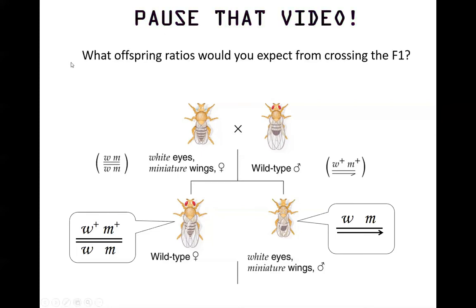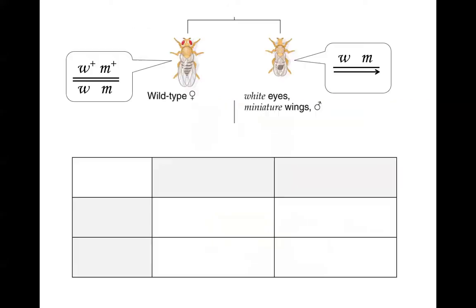So take this time, actually pause the video, please, and start to work out what offspring ratios you'd expect from crossing the F1. Don't try to do anything fancy just yet. Think about what offspring ratios you'd expect, not even really thinking about sex-linked, any of that. Okay, welcome back. Hopefully you actually paused the video and worked this out for yourself a little bit.